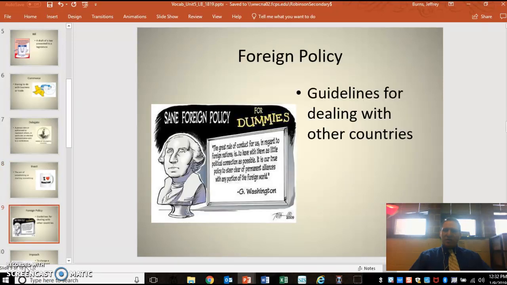All right, continuing, foreign policy. This is one of our express powers of the national level of government. And what they do here is foreign meaning other nations and policy meaning rules or guidelines. So it's guidelines for dealing with foreign nations or foreign leaders, our allies, and our hostile countries.